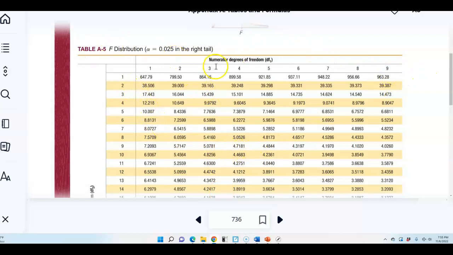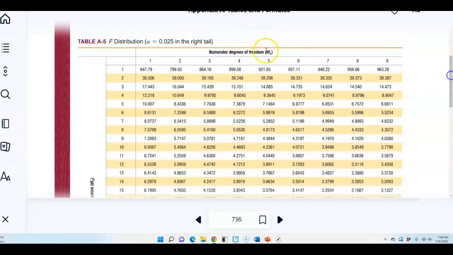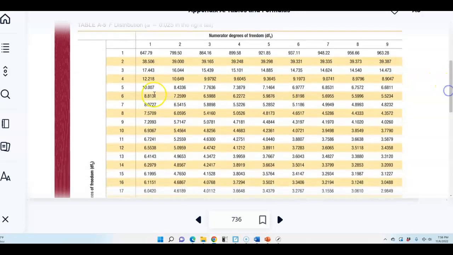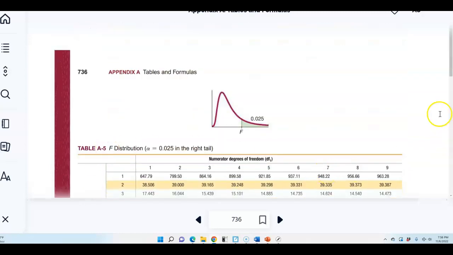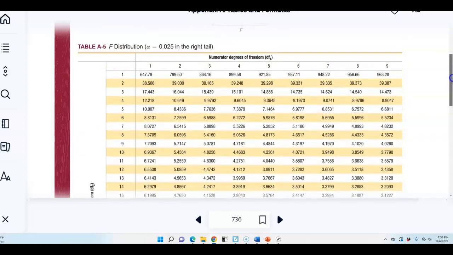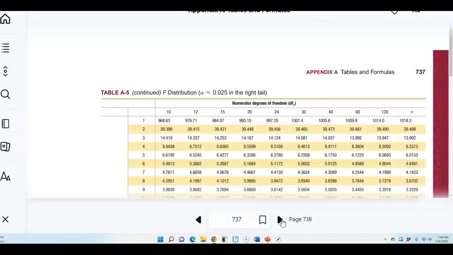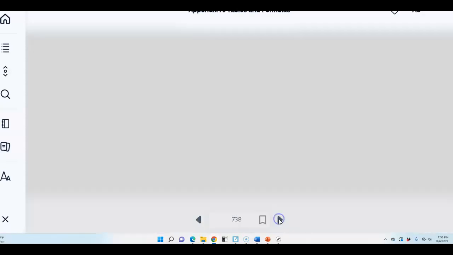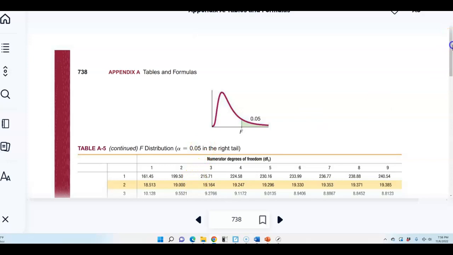In the back of the book, if you're not using StatCrunch, then for when alpha is 0.025 in the right tail, we're going to use the values here for the degrees of freedom. If you look down here on the left side, this column represents the denominator degrees of freedom. And on the top, you have the numerator degrees of freedom. If we move to the right, you can see that it increases from 10 to 120.